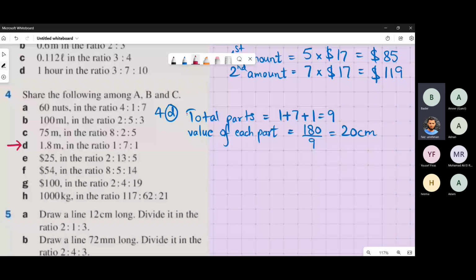So A's share will be how much? A's share, B's share and C's share.